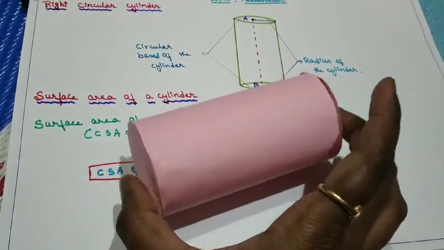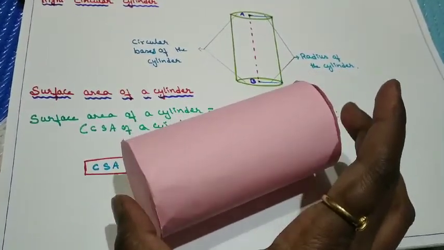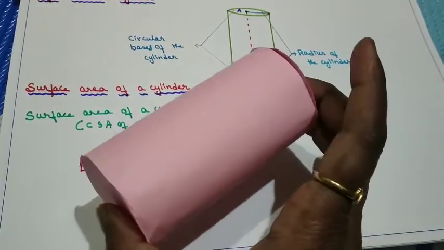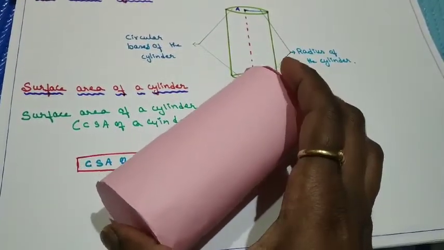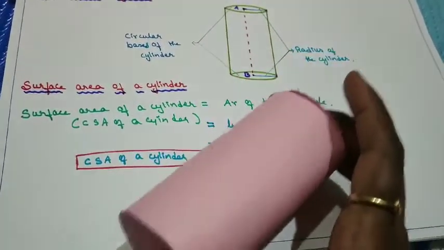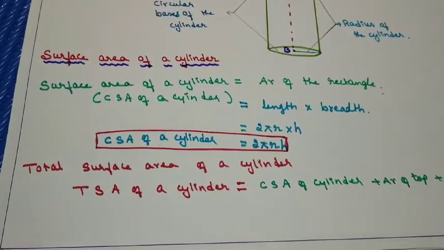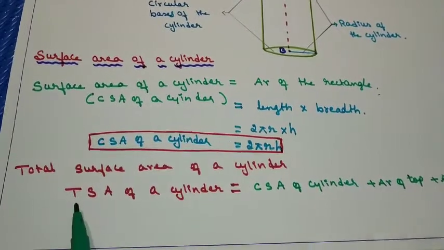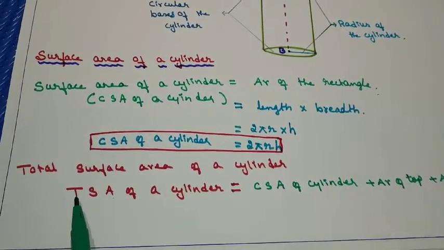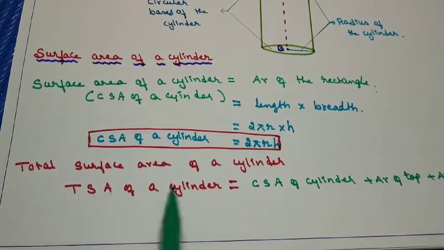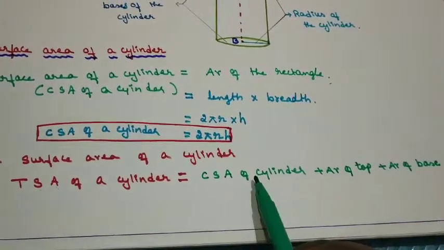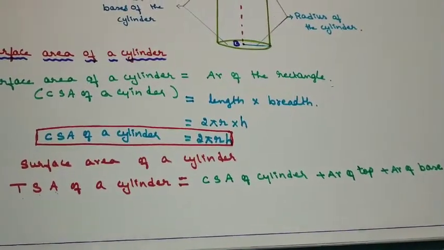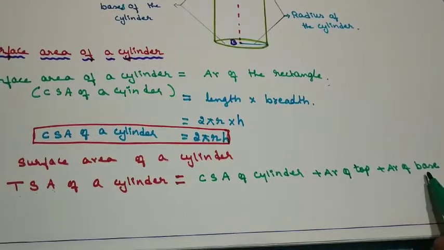To the ends of the cylinder, both the bases of the cylinder, we are going to add the area of the circle, then it becomes the TSA of the cylinder. So here, total surface area of a cylinder, that is, we call it TSA, stands for total surface area of a cylinder, equal to CSA of cylinder plus area of top plus area of base.